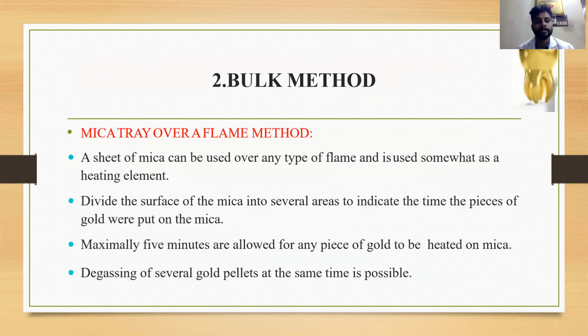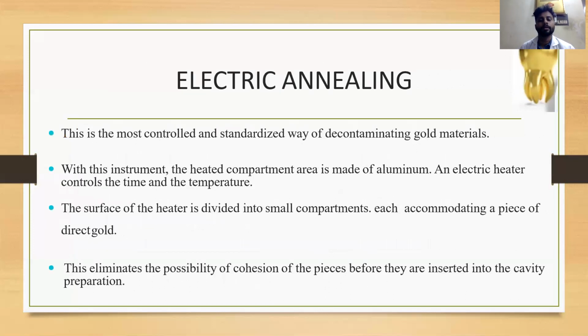The second is the bulk method. Bulk method is the mica tray over flame method. A sheet of mica can be used over any type of flame and is used somewhat as a heating element. Divide the surface of the mica into several areas to indicate the time the pieces of gold were put on the mica. Maximally 5 minutes are allowed for any piece of gold to be heated on mica. Degassing of several gold pellets at a time is possible.